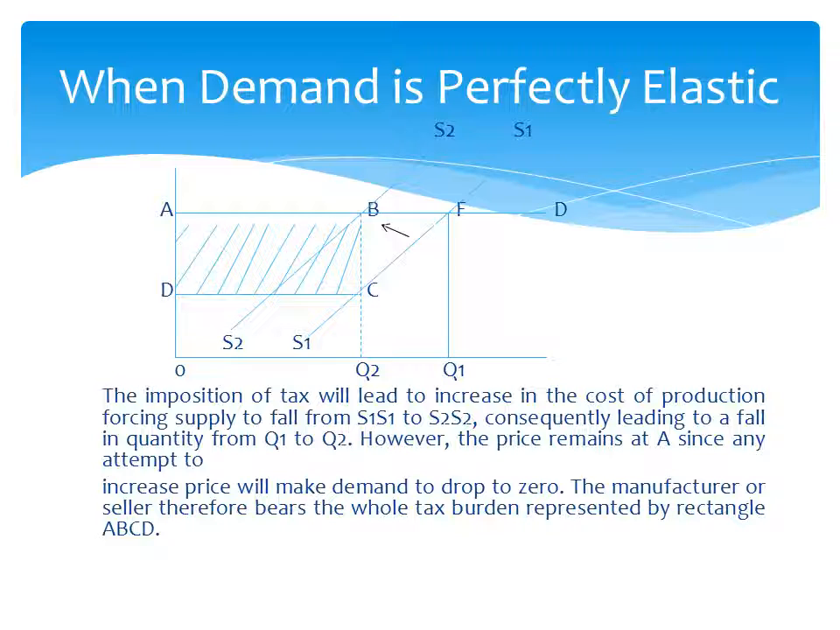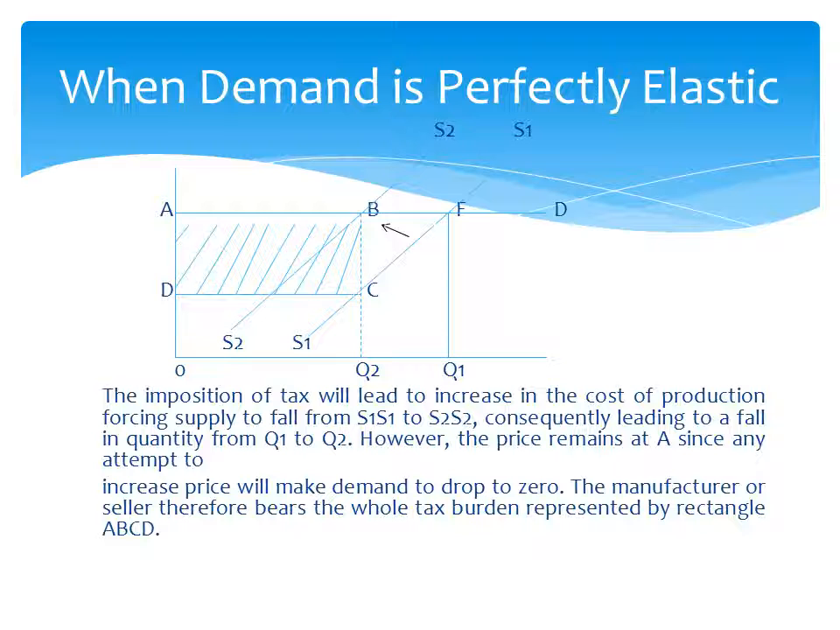The imposition of tax will lead to increase in the cost of production, forcing supply to fall from S1 to S2, consequently leading to a fall in quantity from Q1 to Q2. However, the price remains at A, since any attempt to increase price will make demand to drop to zero. The manufacturer or seller therefore bears the whole tax burden, represented by rectangle ABCD.